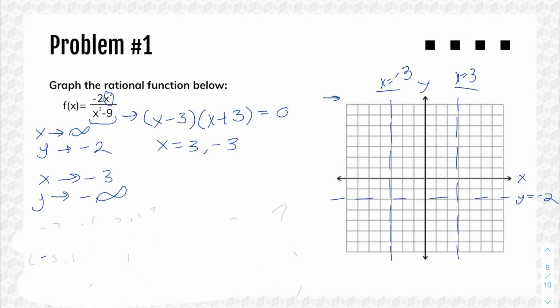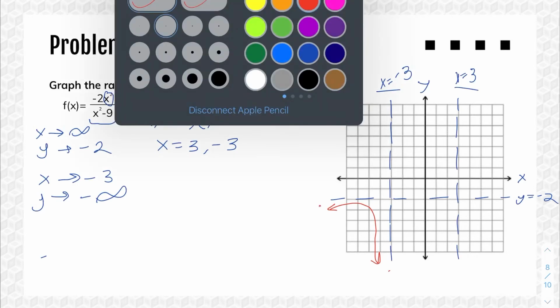Now what this means is that our curve will actually be located right here. This is because as x approaches -3, y approaches -infinity, which is what this arrow is doing. It also shows that as x approaches infinity, y is trying to approach -2, which is what this arrow is doing.